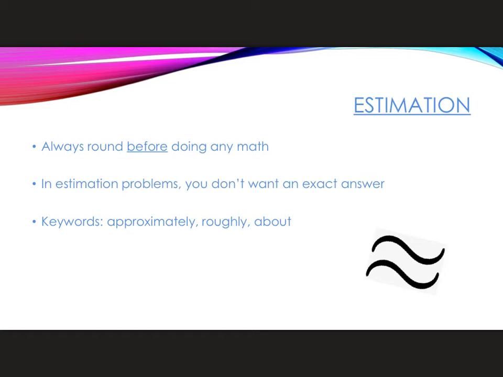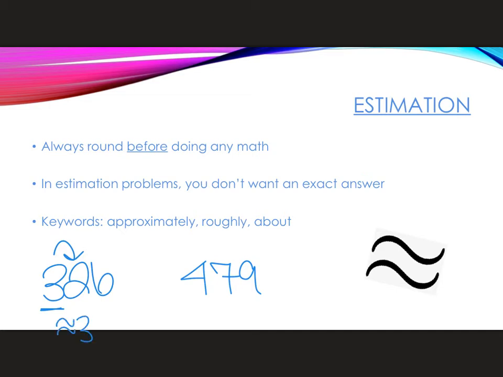So if I have 326,479, I'm going to do front end rounding. That means I'm looking at the first value, and I'm going to say, does this 2 make me go up or down? It's less than 5. It will make this value approximately 300.